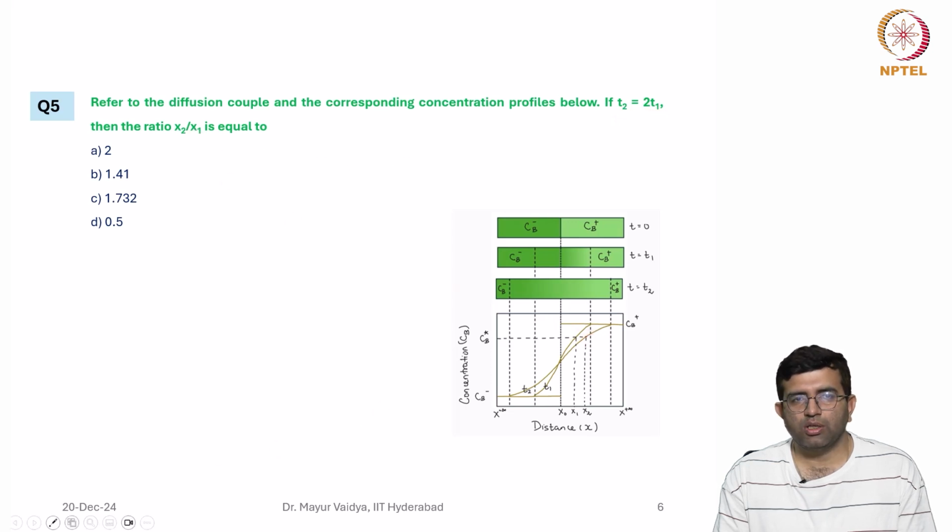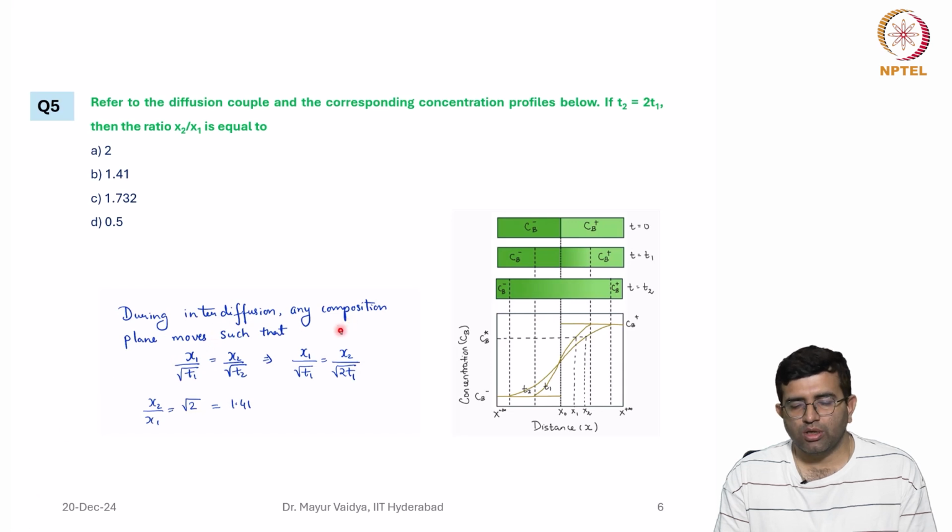So we saw that the definition of the Boltzmann parameter itself told us that during interdiffusion, any composition moves such that x1 by root t1 is equal to x2 by root t2. This is measured from the Matano plane. So this implies that x1 by root t1 is equal to x2 by root t2. Since we are given that t2 is twice t1, we get x2 by x1 as root 2, which is equal to 1.41. So the correct option in this case is B.